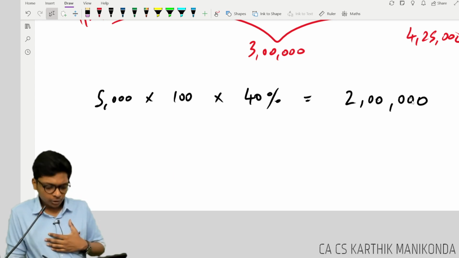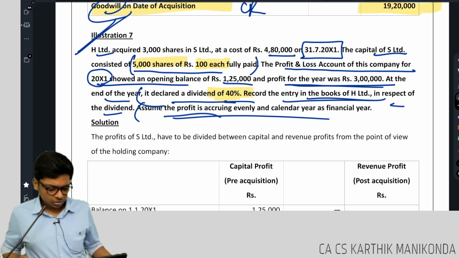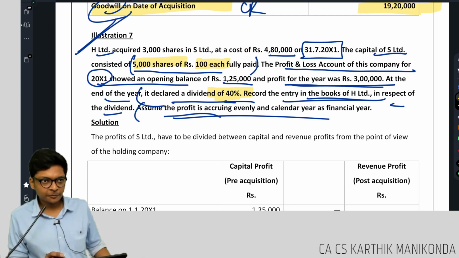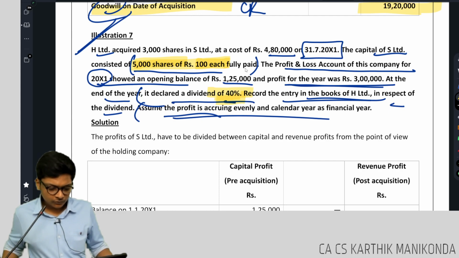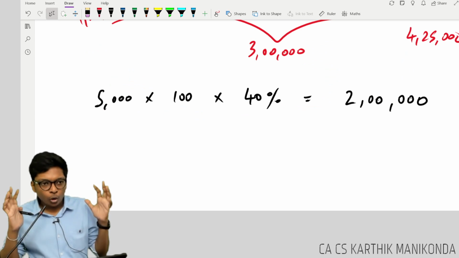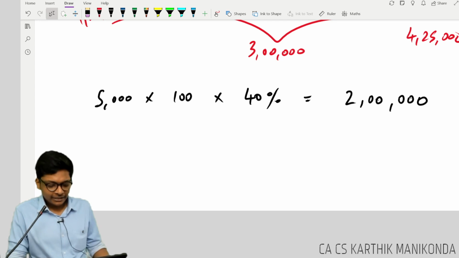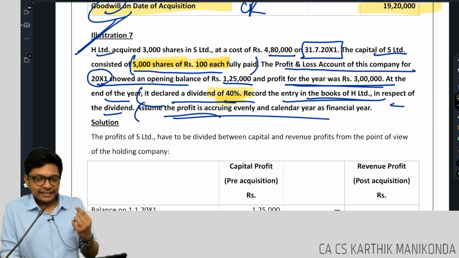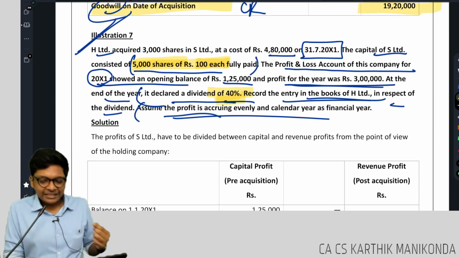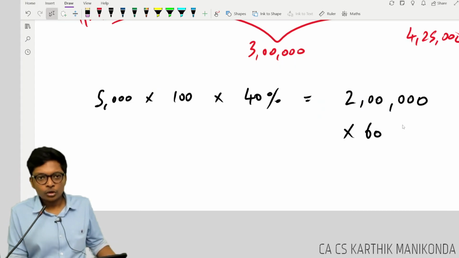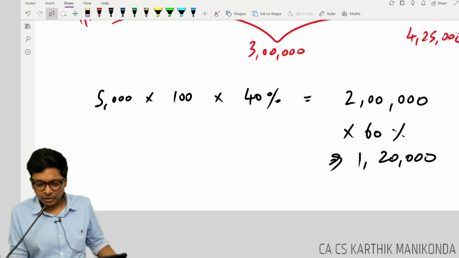Correct? Am I wrong? Yes, Sushmita, declared dividend of 40%: 5,000 into 100 into 40. No, I am talking about the overall dividend first, the overall dividend declared by subsidiary. In this, how much are we getting? 60%. So my share will be into 60%, which is how much? 1,20,000. Yes, Rajaram, no doubt.